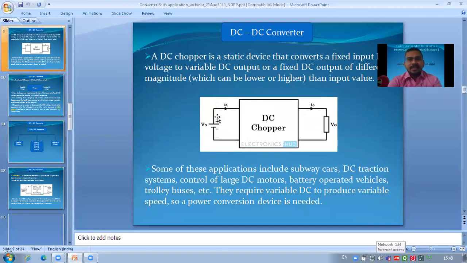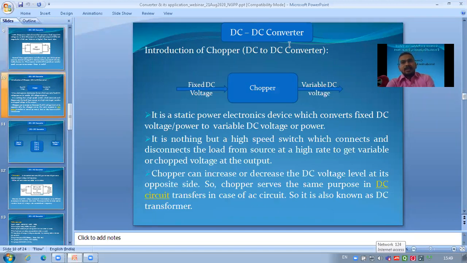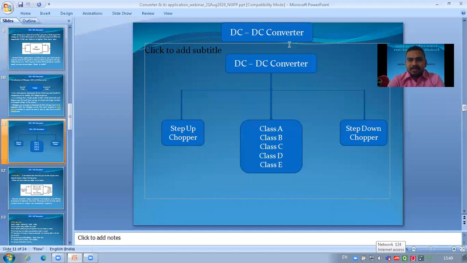Then DC to DC, that means the input is DC and output is DC. It is of two types, step up type and step down type. It is also well known as a chopper. Step up chopper means the output voltage is higher than the input voltage. Step down chopper means the output voltage is lower than the input voltage. It is also known as the DC transformer. Classification is step up chopper and step down chopper.